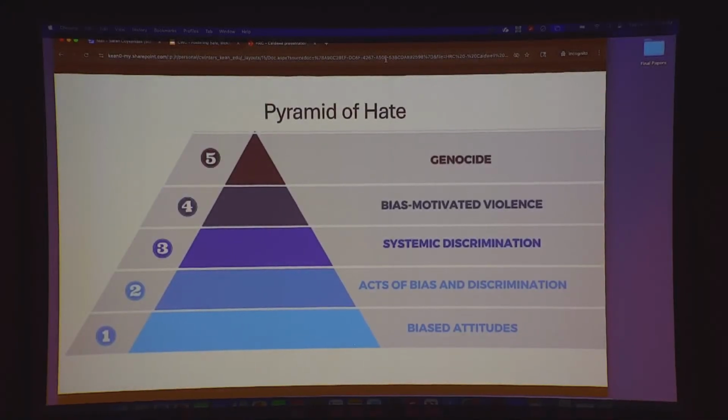But then what happens when those go unchecked, right? When those aren't discussed or stopped or combated? We get to the next stage, and that's acts of bias and discrimination. It could be a physical act, right? Something that we see, something that is harmed. But what other acts of bias exist? What do you think, Adara? What other acts of bias exist?